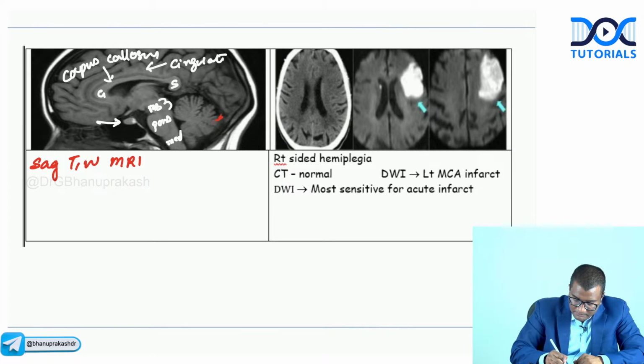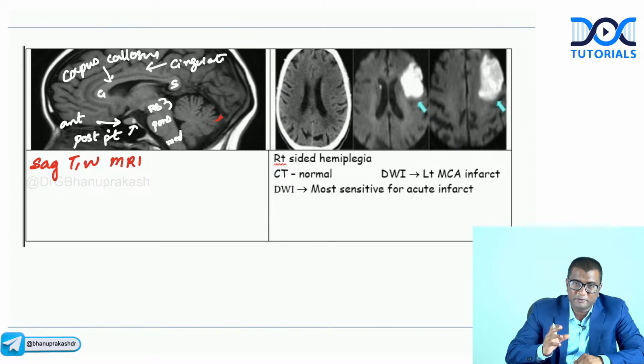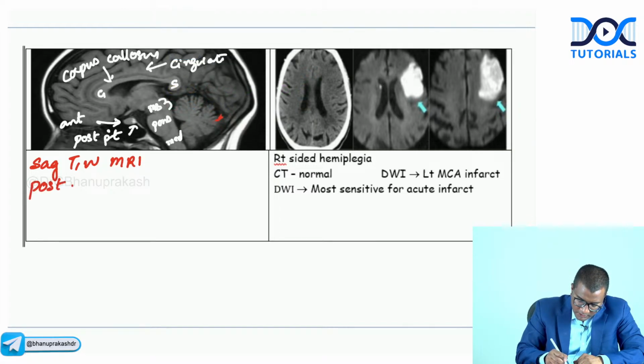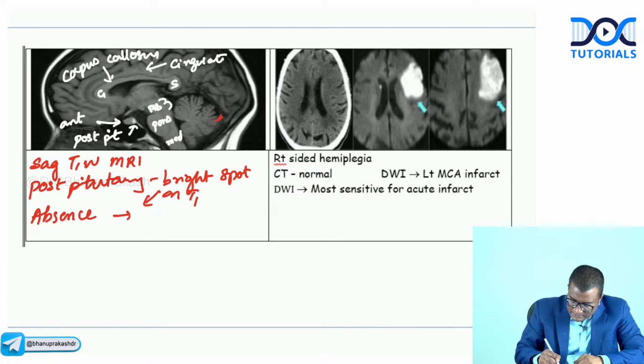This is the pituitary gland, the anterior pituitary, and this bright area here is the posterior pituitary. Posterior pituitary will appear as a bright spot on T1 weighted imaging. And please remember, normally the posterior pituitary will be a bright spot on T1 weighted image. Absence of this indicates central diabetes insipidus.